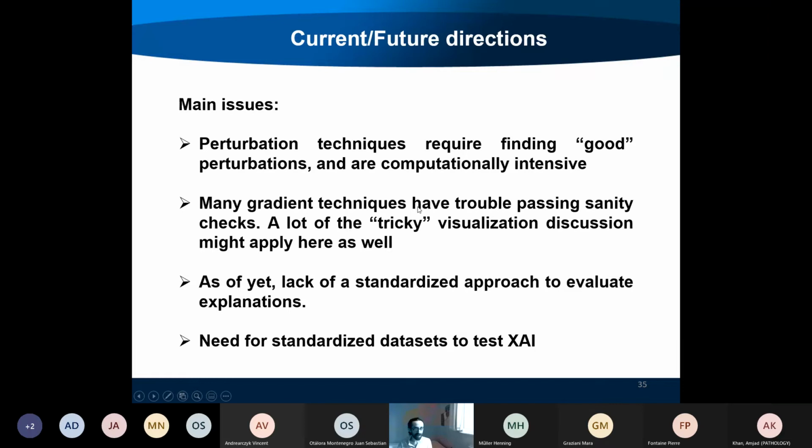A lot of gradient techniques, although they generate those beautiful heat maps with all the details pixel by pixel, don't pass sanity checks. And there might be sanity checks we haven't developed yet, and some techniques that are passing all of these sanity checks may not pass future sanity checks that we come up with, right? There isn't a standardized approach to evaluating these explanations yet.